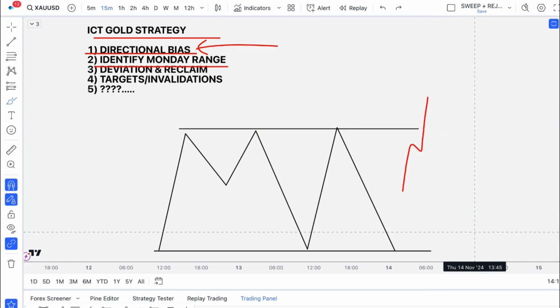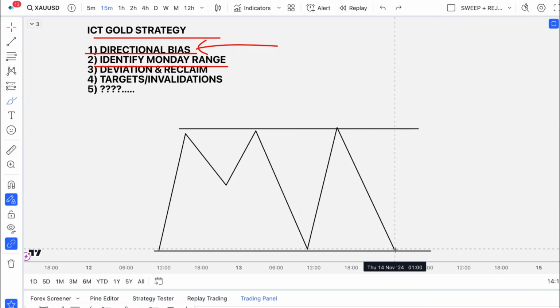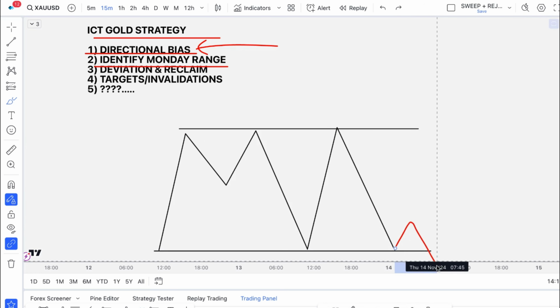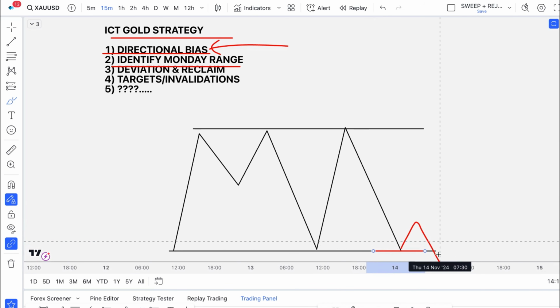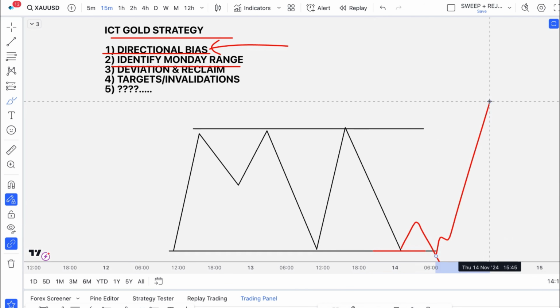And vice versa, if we are long bias on this market, what we're looking for is a deviation of the Monday range low, and then we're looking for a reclaim back above the range, and then we can look to long that back to the upside.